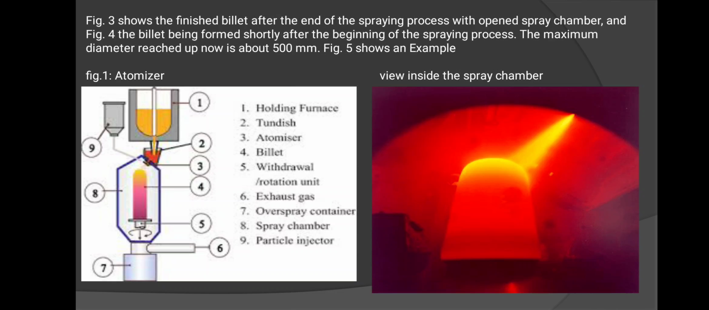Here, figure 3 shows the finished billet after the end of the spraying process with the open spray chamber, and figure 4 shows the billet being formed shortly after the beginning of the spraying process. The maximum diameter reached up to now is 500 mm.